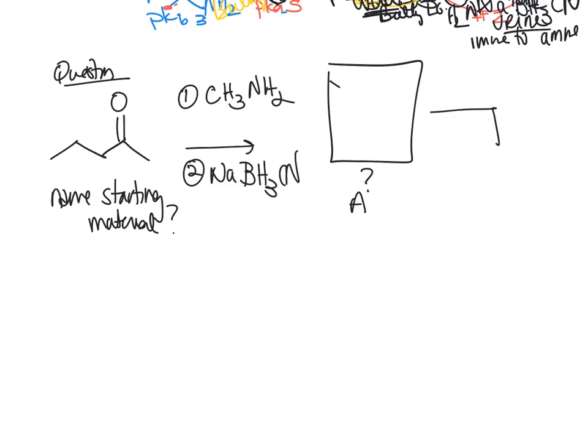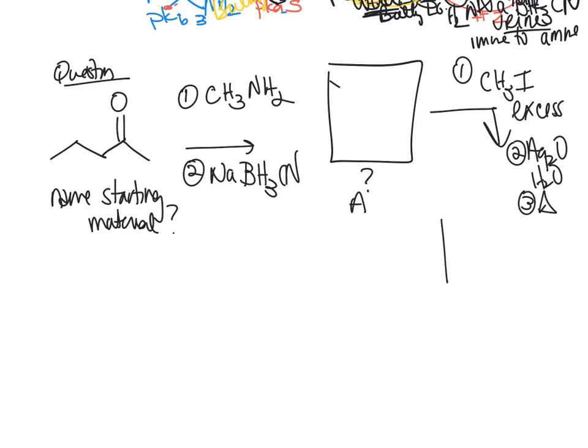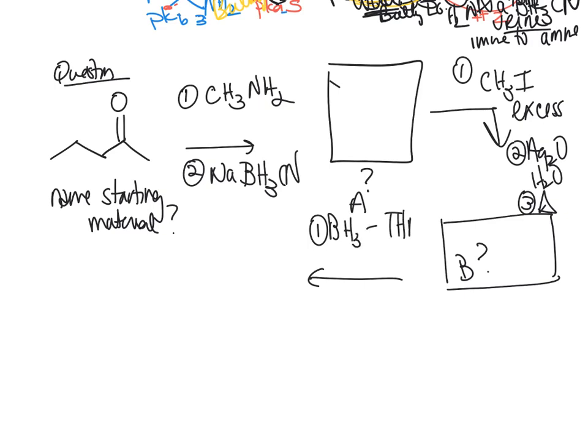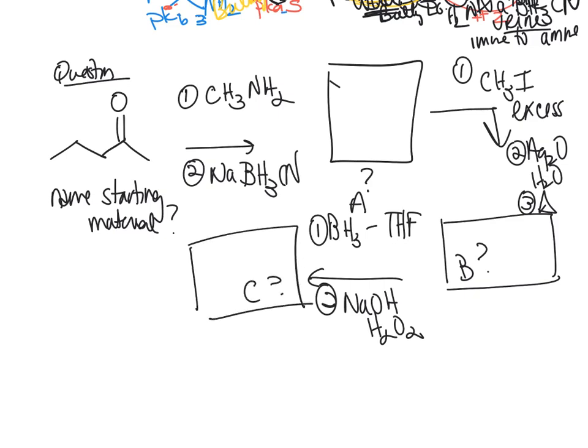Okay? And then we're going to add CH3I, iodomethane, in excess. And then the second reagent will be silver oxide and water. And the third will be heat. And so what is that structure B? And then we're going to add BH3 THF, borane, and sodium hydroxide, and H2O2. What is that structure? C.